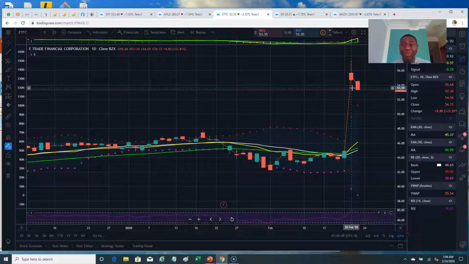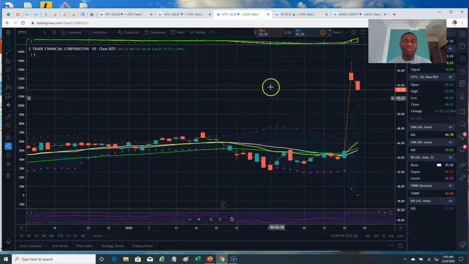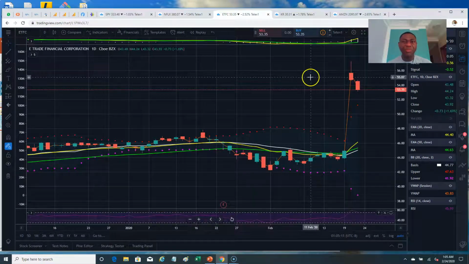At the open, it opened at 55 something. You could have scalped all the way to 57, or you could have shorted if you wanted. You short at 56, and we close at 53, so there's money there, at the open, in a few hours. This is a stock you can trade. E-Trade Financial is not a very liquid option, so I personally do not trade it. I just wanted to show you an example of a gap up in price.